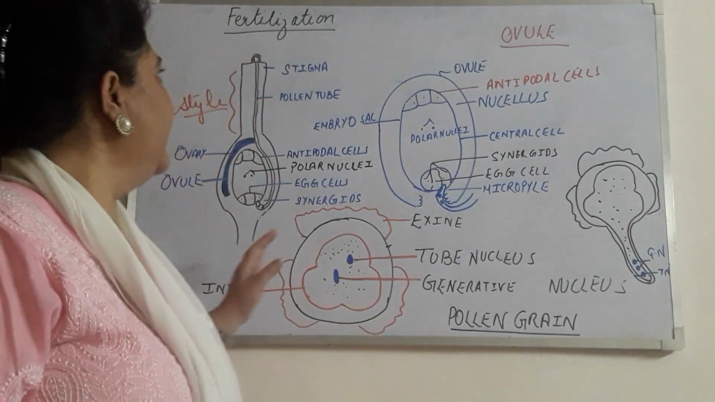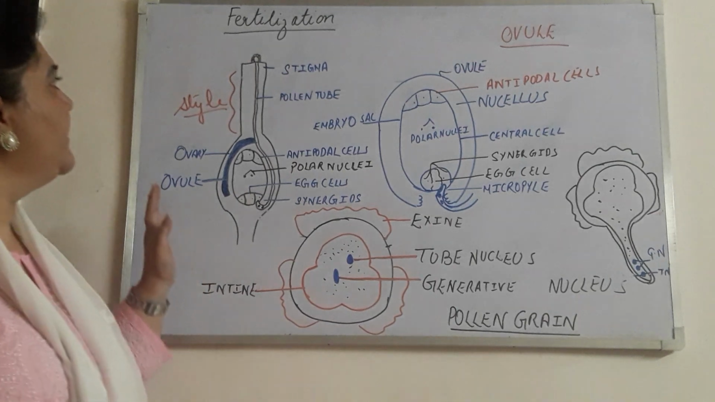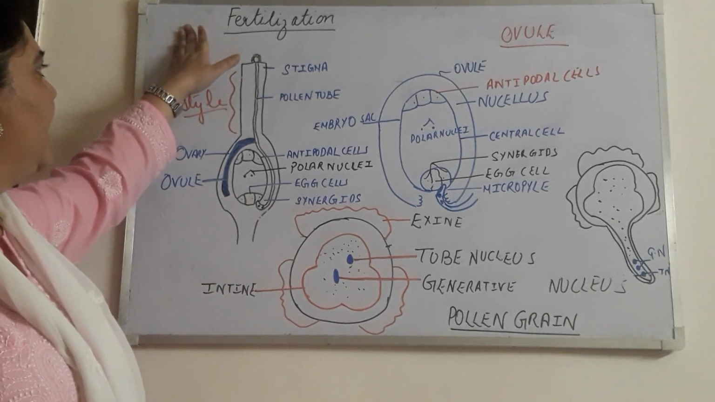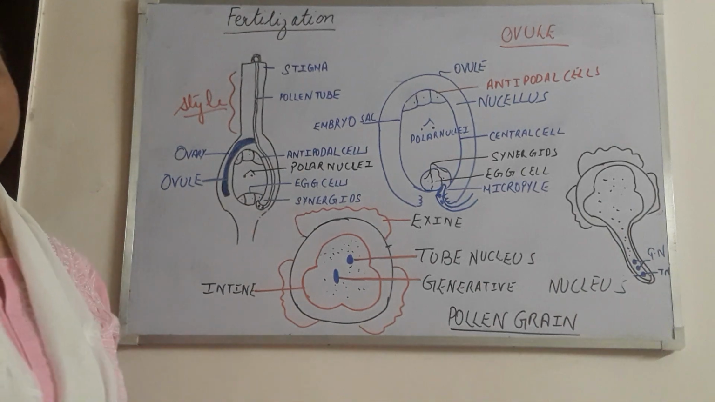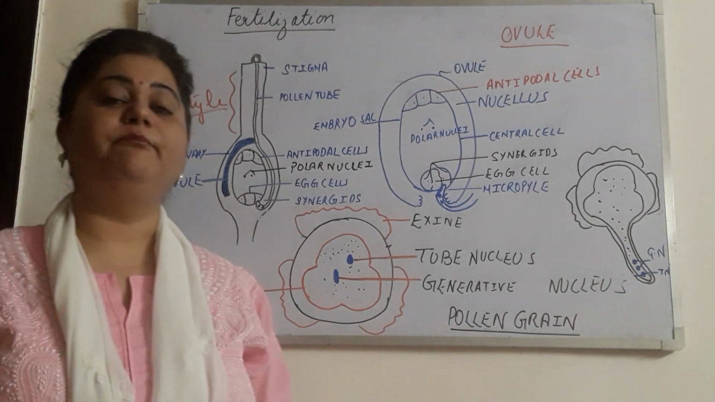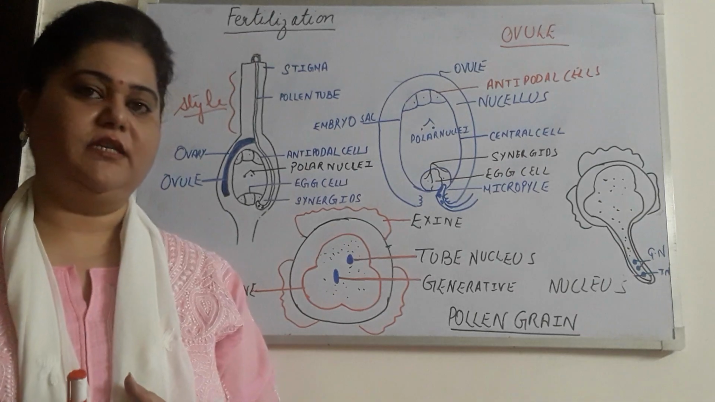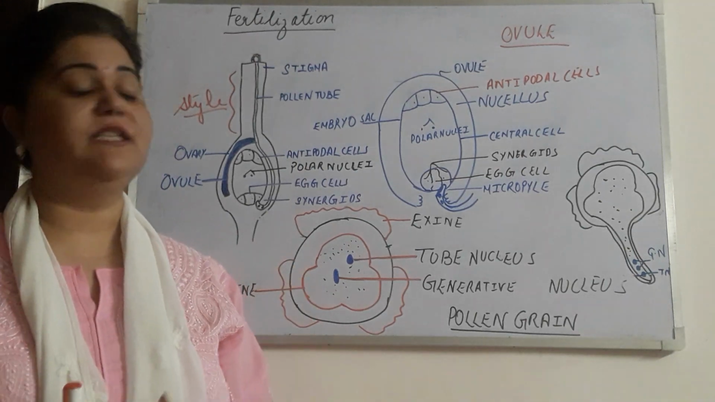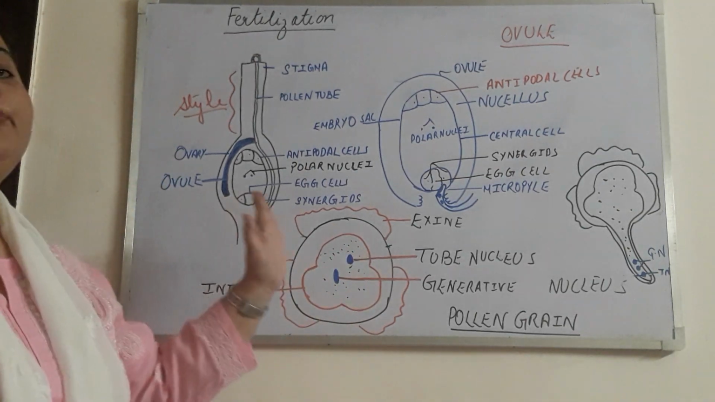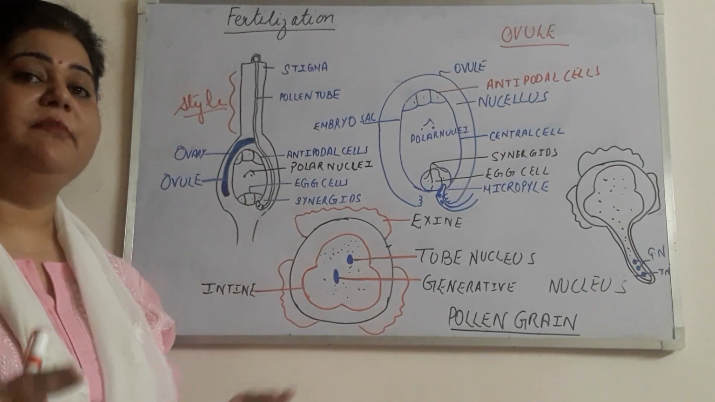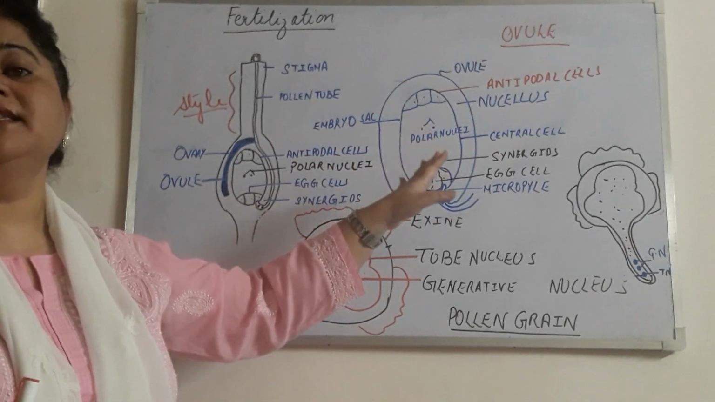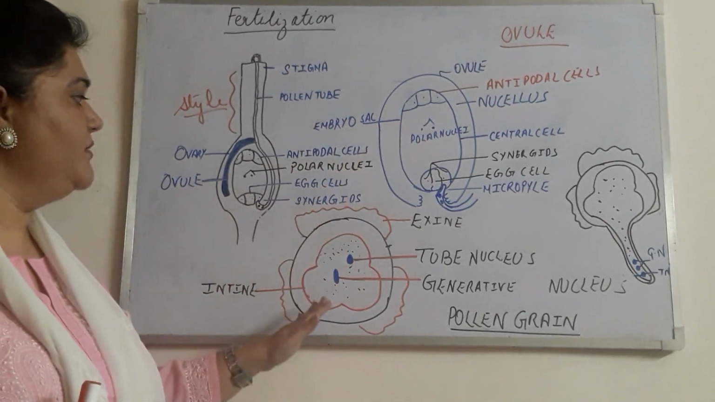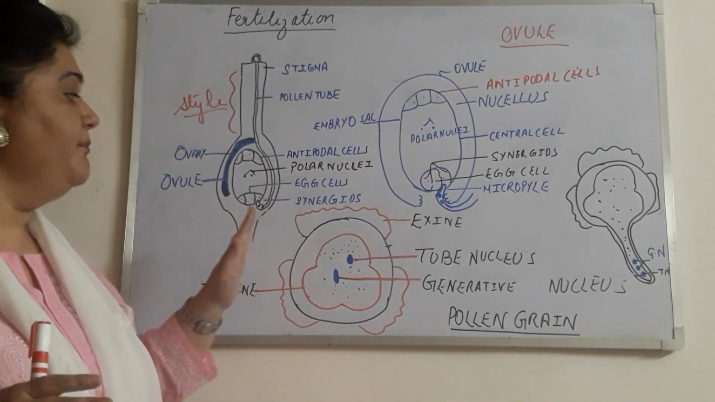Now, in that chapter that we were doing, the next portion that we will have to do is fertilization. What is fertilization? It is a union of male and female gamete. What is male gamete? As you all know, male gamete is a pollen grain and female gamete is an ovule. It is an ovule which is known as female gamete and pollen grain is known as male gamete.